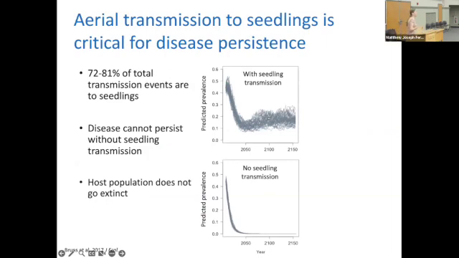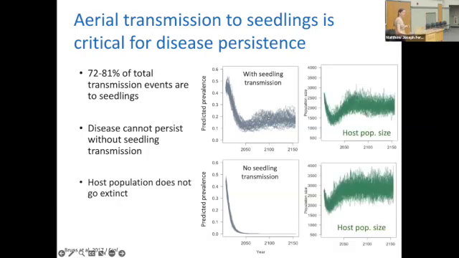So if you take the seedling transmission away, the disease goes extinct. And we've also found that our original hypothesis that the host population would go extinct is incorrect. If the disease goes extinct, the host population recovers. But even if the disease persists, we predict it's going to decrease over time to about 20%. We think maybe we were seeing the peak of an infection. So basically we have a situation where both the host and the pathogen are persisting.